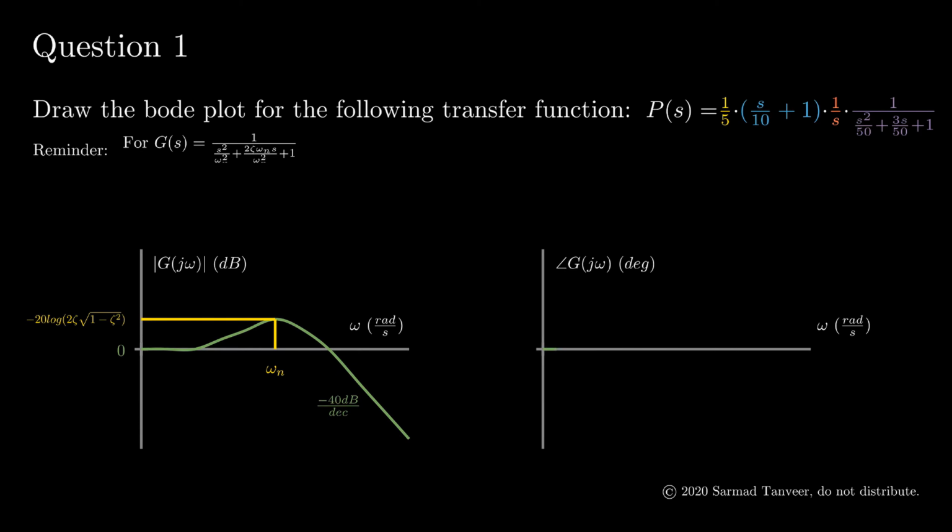The phase plot contributes 0 degrees until it reaches a frequency value of omega n over 10 to the power of zeta.